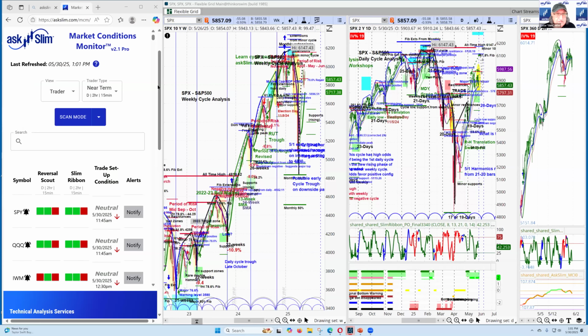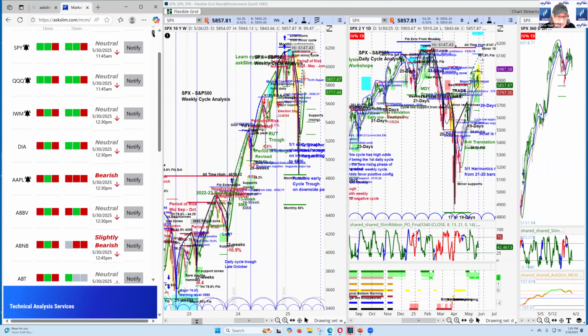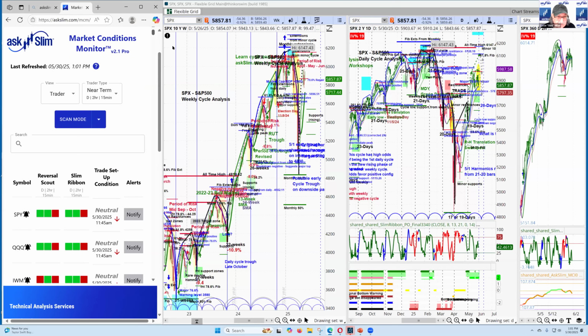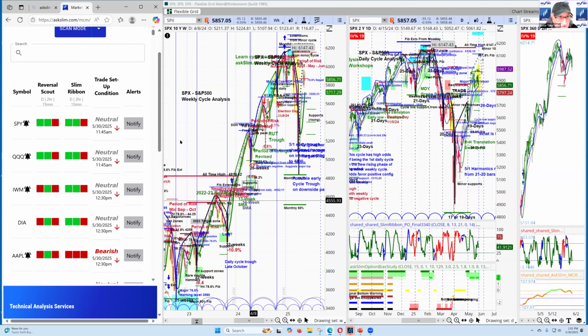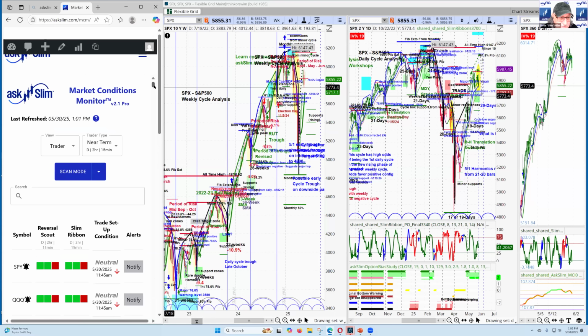On the left here is our market condition monitor. This is a level 3 or 4 application that we have. It's just fantastic. I'm going to use it to help identify and see the alignments in the analysis based on trade setup conditions. Let me move this down a little bit more so you can see the Dow come up in there also, the Dow and Apple. There you go. So there are the conditions. Now I can't get to the mode. Darn. All right, let's stay here for a moment.